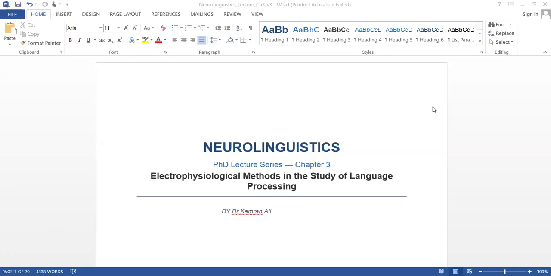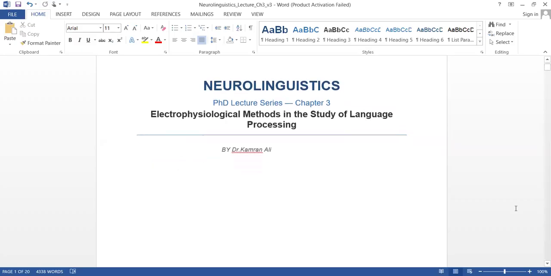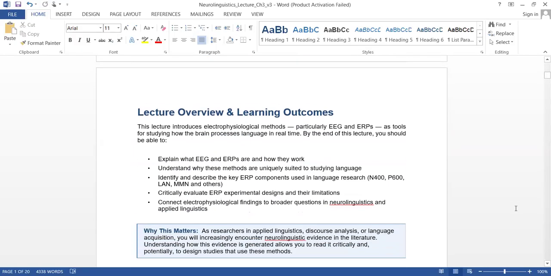And the book I've taken this from, I'll share with you guys right on the group. So let's begin. This is our first formal lecture on neurolinguistics specifically. Earlier we talked about psycholinguistics, right?